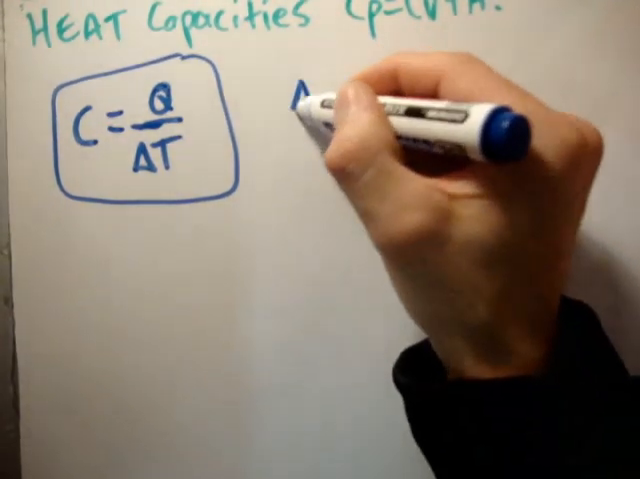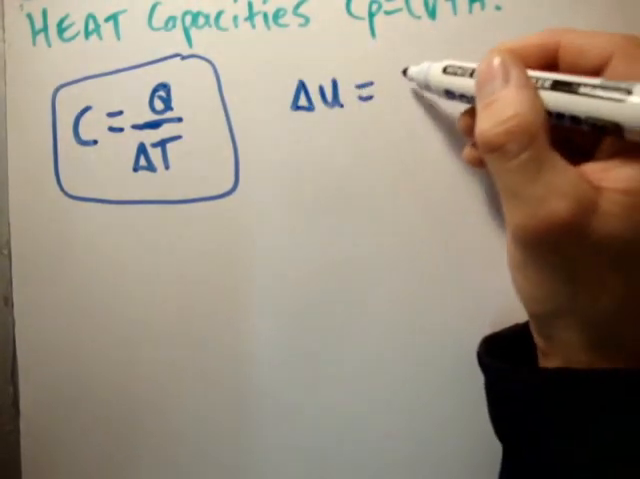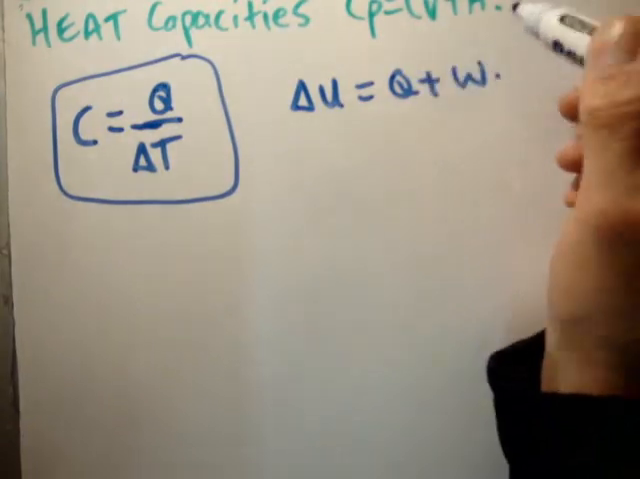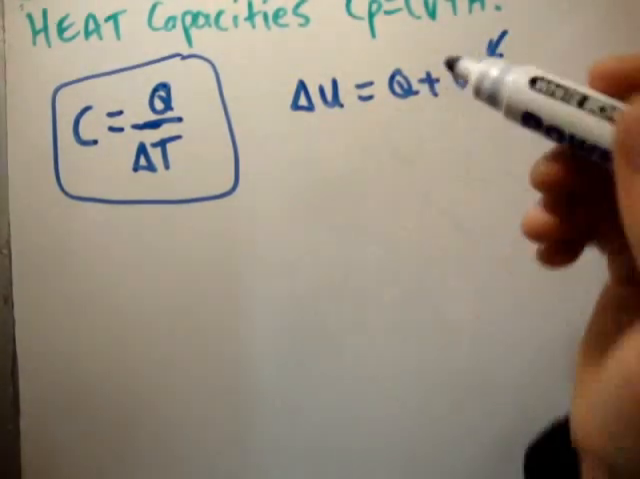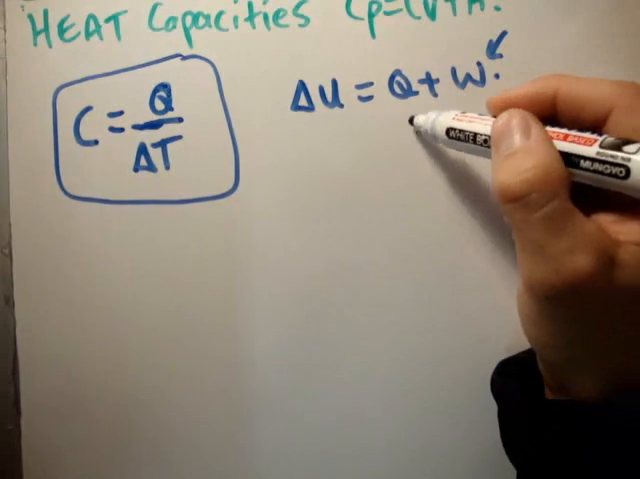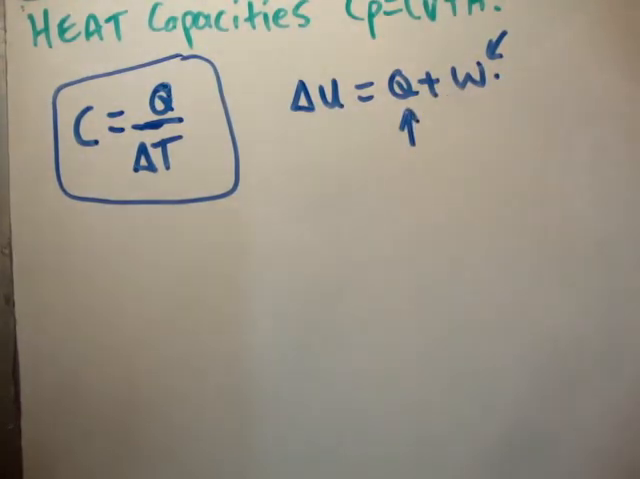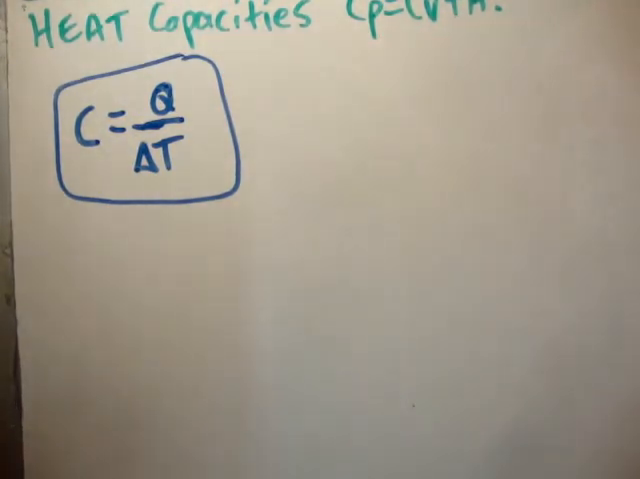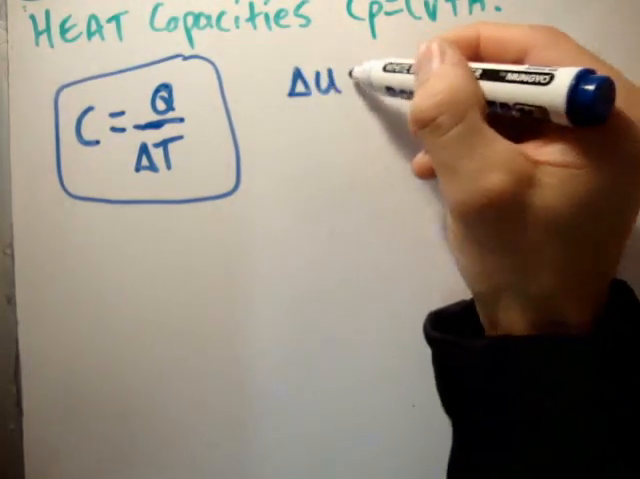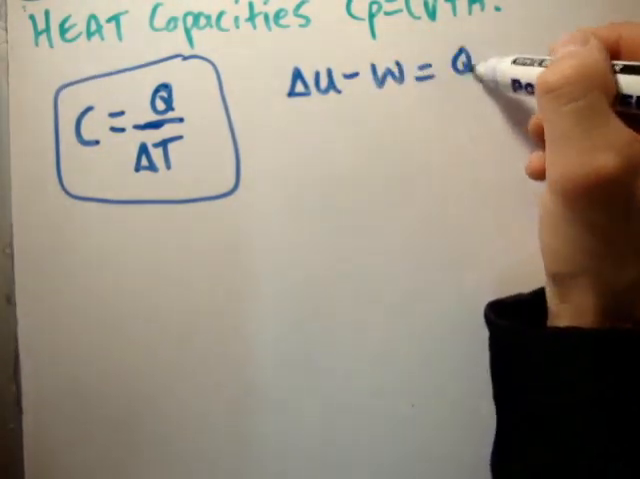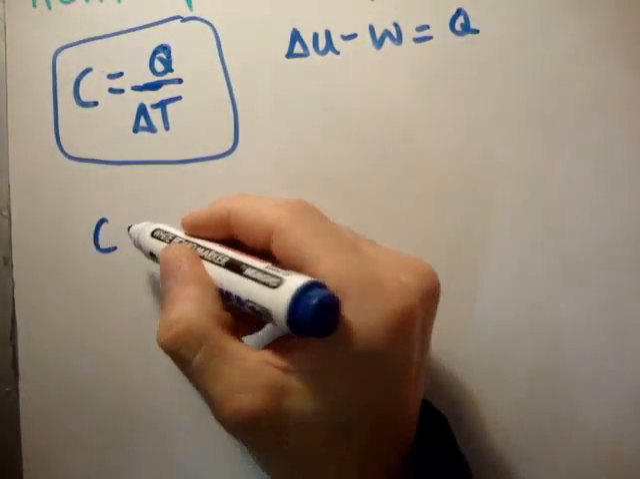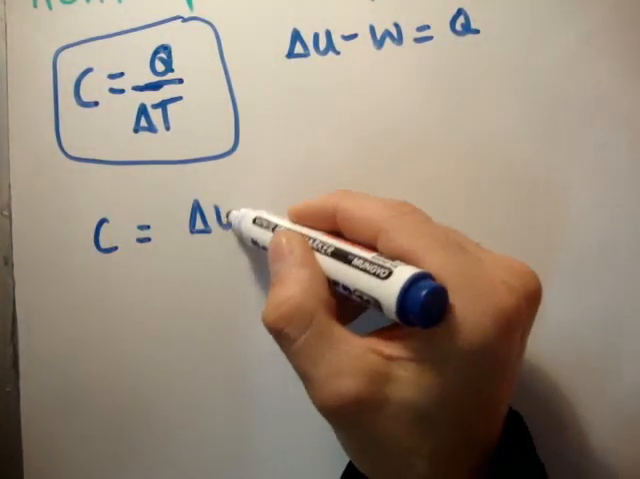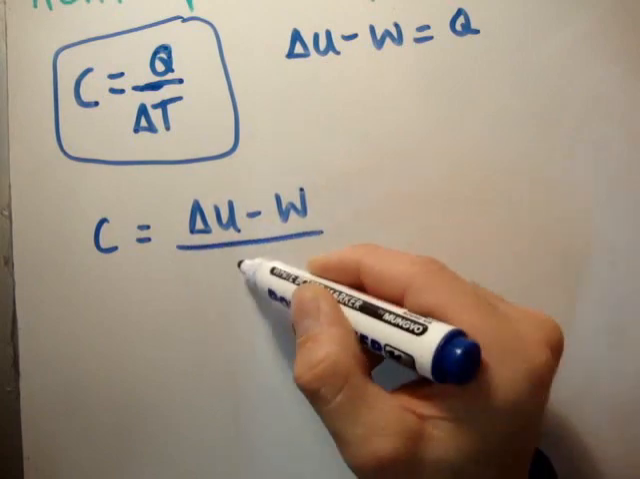But we know that the first law says the following. Delta U is equal to Q plus W. W is positive when work is done on the system, and Q is positive when heat is put into the system. So if we rearrange that, we find that delta U minus W is equal to Q. So that means the heat capacity is equal to delta U minus W over delta T.